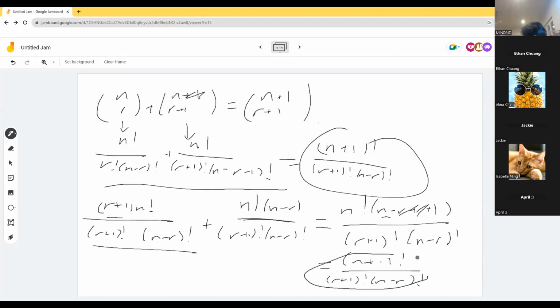We've proven it, right? Because this is equal to this. So, yep, that's that. So we know n choose r plus n choose r plus 1 is equal to n plus 1 choose r plus 1.